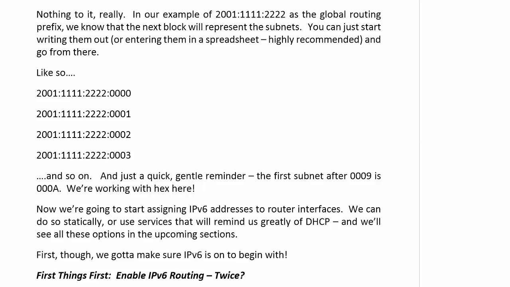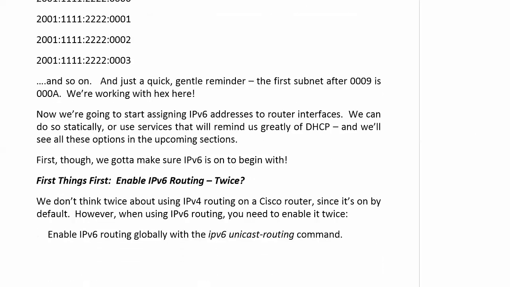When we do start with our labs in this video, the subnet I'm going to use is the 2001.1111.2222.0001 subnet. Now, before we do that though, we have to enable IP version 6 routing, and there's a good chance we have to do it twice. And a good way to remember this is IP version 6 is so nice you have to enable it twice. Isn't that great? It's the best I could come up with.